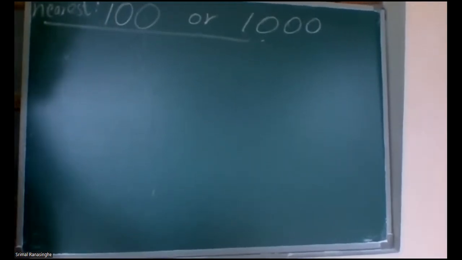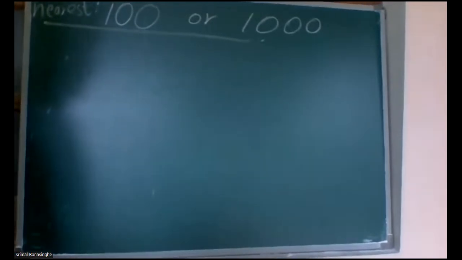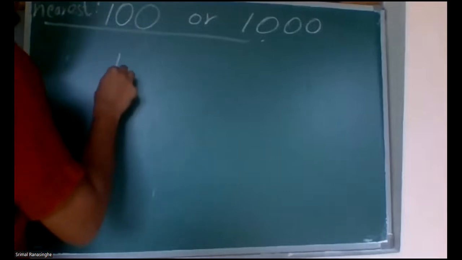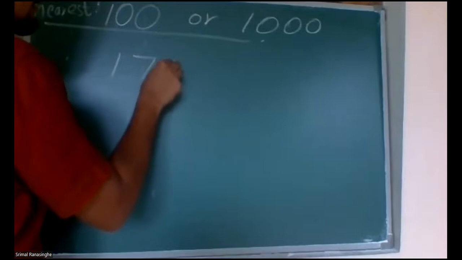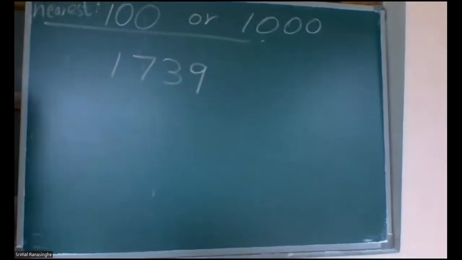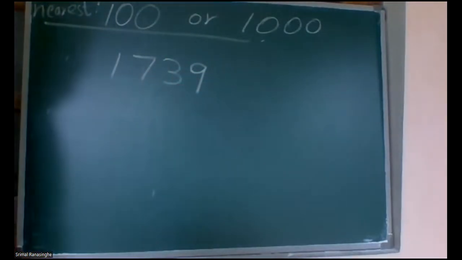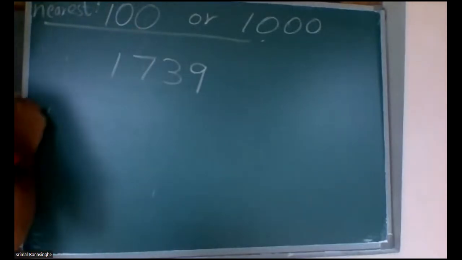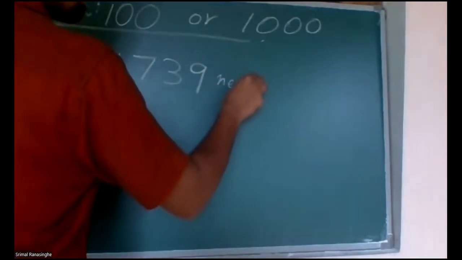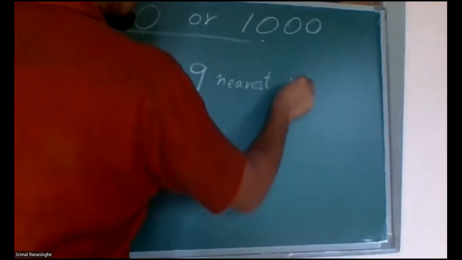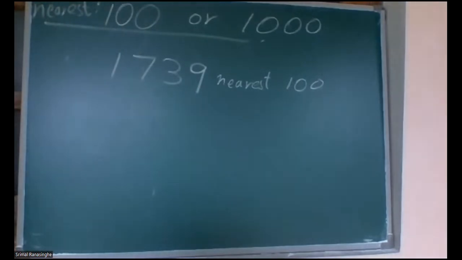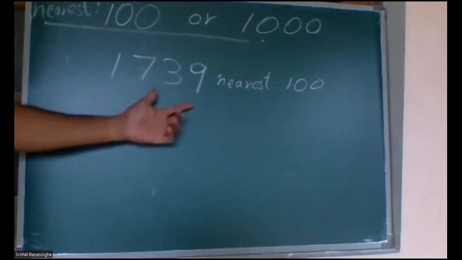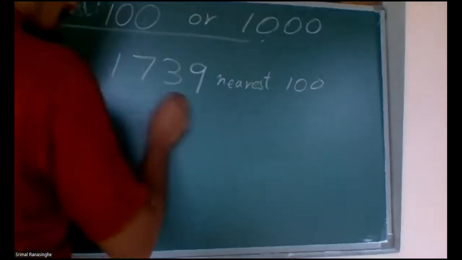Okay, listen. Simple thing, right? Listen carefully, right? Assume you have 1739. So what to do? Nearest 100, huh? So how to do it? 1700. So yes, very good.